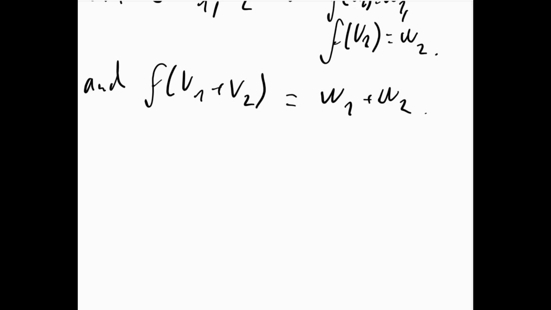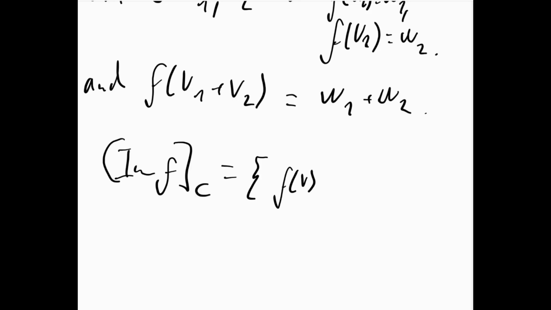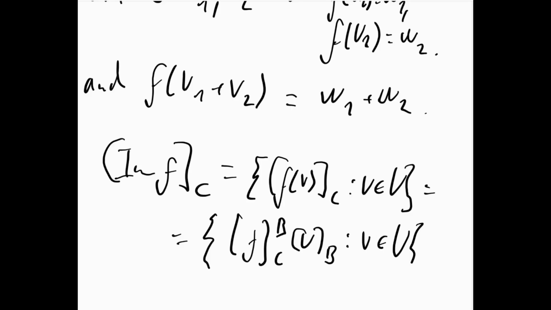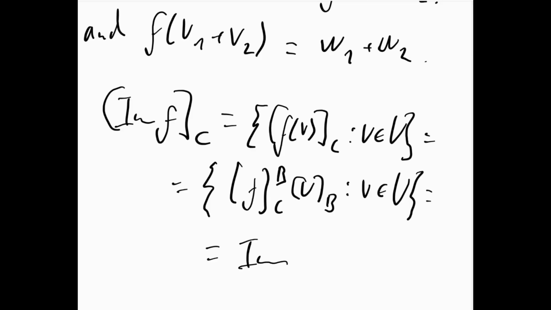algebraically there. And we also have a theorem regarding the matrix of a linear map. And we know that image F with respect to C, so this is the next step, is actually the set of each f of V with respect to C, such that V is inside the vector space, all right? So going over all the V's in the vector space like that. And that is the matrix of the map with respect to B and C times V with respect to just B, all right? And as V ranges over the vector space V, that is actually equal to the image of F with respect to B and C, like this.